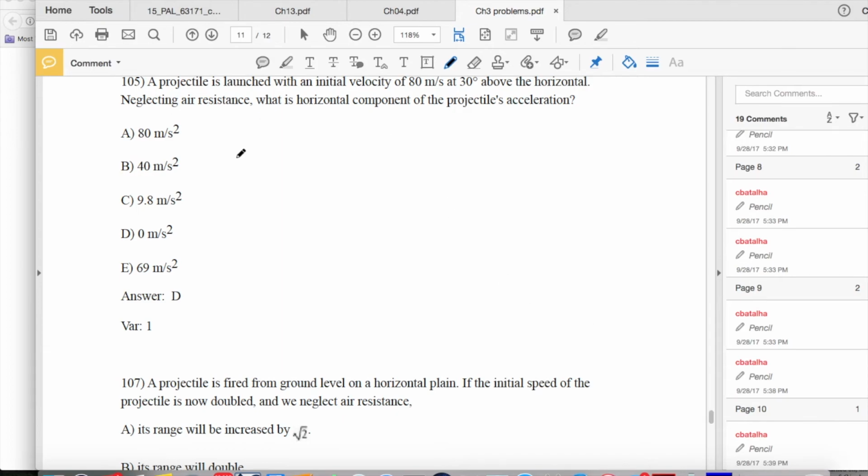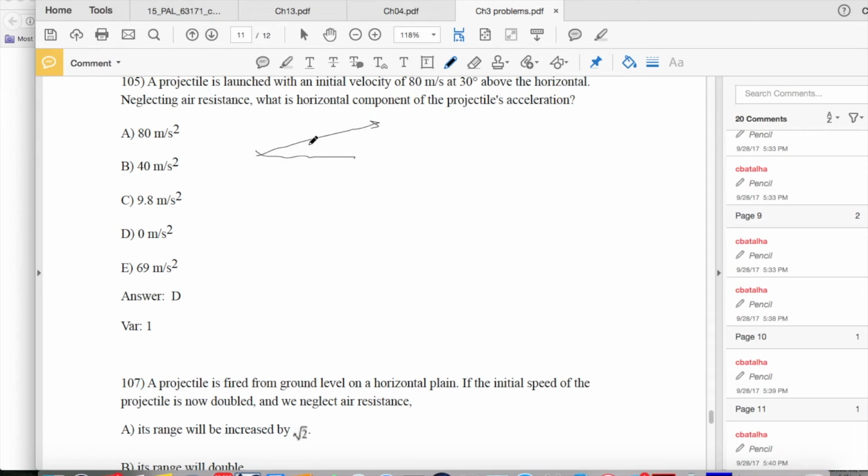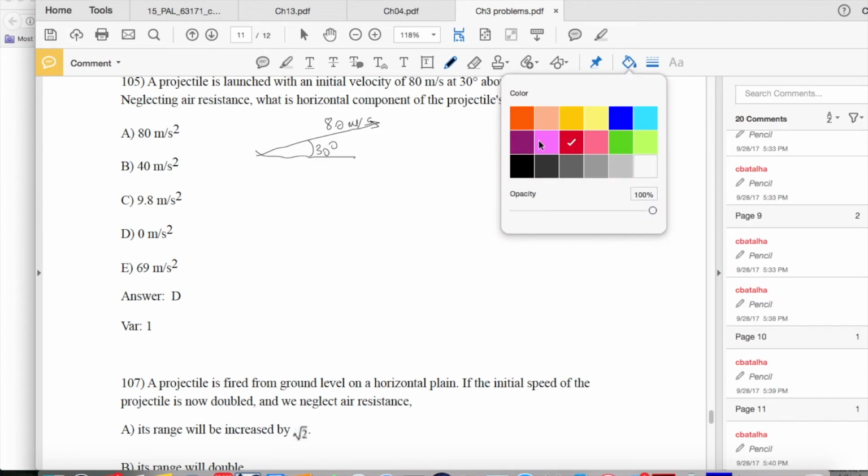How about this? A projectile is launched with an initial velocity of 80 meters per second. So let's do the sketch. This angle represents 30 degrees. This vector, which is the initial velocity, is 80 meters per second, 30 degrees above horizontal, which means if I bring color into perspective, my v naught x is given right here.